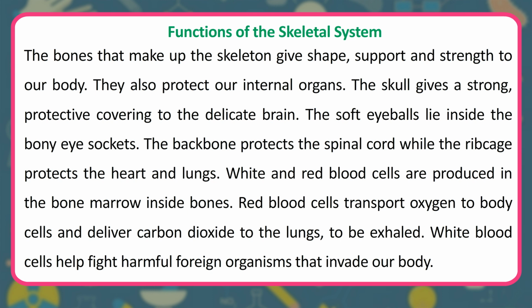White and red blood cells are produced in the bone marrow inside bones. Red blood cells transport oxygen to body cells and deliver carbon dioxide to the lungs, to be exhaled. White blood cells help fight harmful foreign organisms that invade our body.